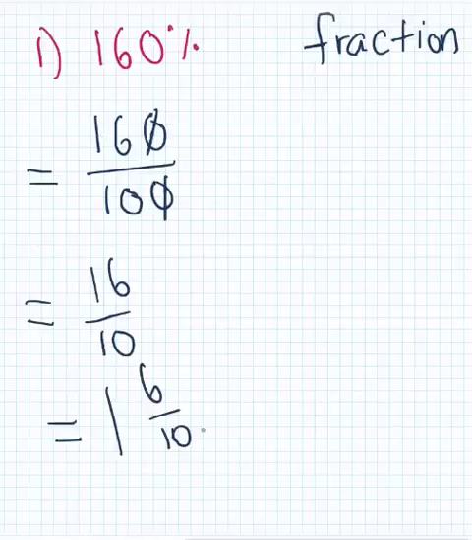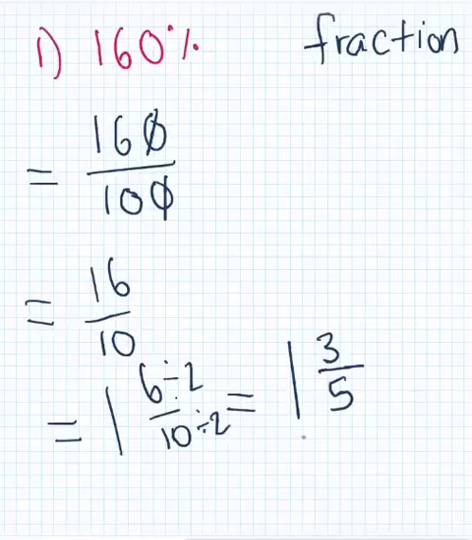But I'll keep simplifying my 6 and 10. I'll just write it here. So I'm left with 1, 6 and 10. Both are even, so divide them both by 2. 6 divided by 2 is 3, and 10 divided by 2 is 5. And that would be my final answer.